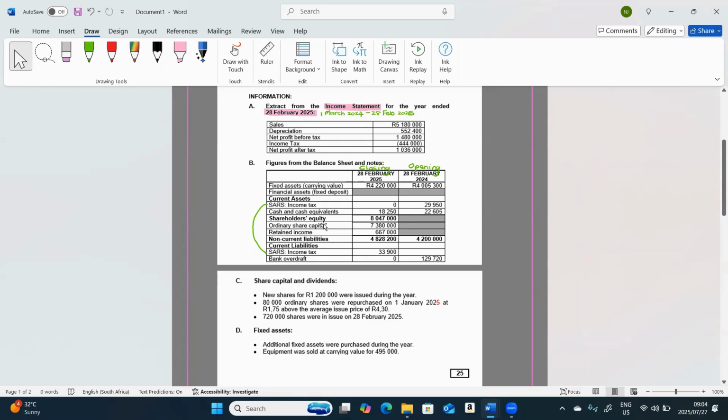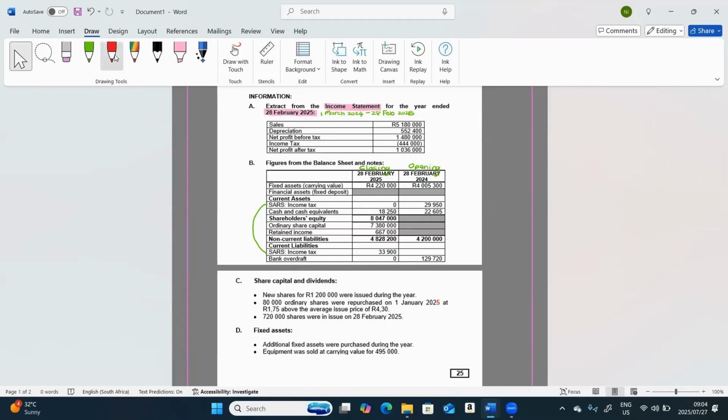Okay, then we have our shareholders' equity, for which they actually total that for us, and we know that we are going to use the shareholders' equity for our debt to equity ratio. Then we go to our non-current liabilities. They give us the opening balance and the closing balance, guys. That is our long-term loans, and that will also be used for our debt to equity ratio. And then we have our current liabilities, which is our SARS income tax, and then our bank overdraft. Okay, guys, it's very important to look at this as well.